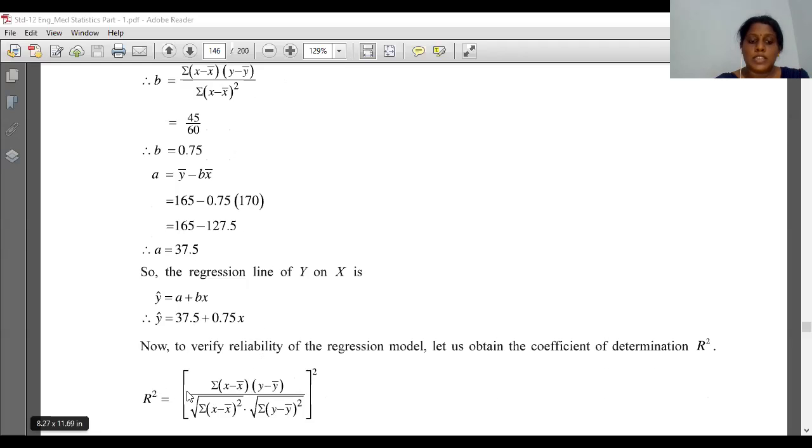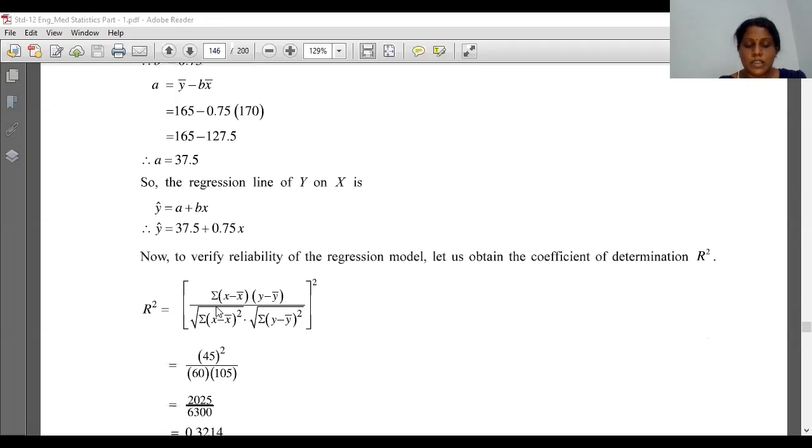So sigma (x minus x bar)(y minus y bar) upon under root sigma (x minus x bar) the whole square into sigma (y minus y bar) the whole square. That whole square we have to use. Okay. Now this is r square, means sigma (x minus x bar)(y minus y bar) upon under root sigma (x minus x bar) the whole square into sigma (y minus y bar) the whole square, of this formula. Okay. So one by one we have to find this.